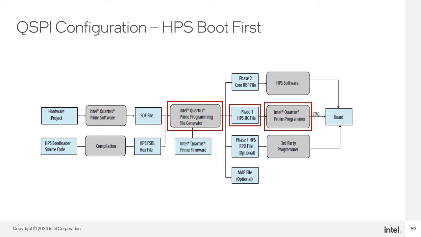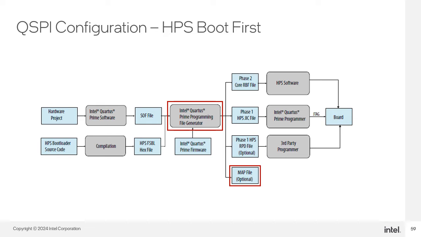Optional HPS raw programming data file. This file contains the small Phase 1 configuration bitstream in simple binary format. Can be written to flash with a third-party programmer such as U-Boot. Core RBF file. This contains the Phase 2 configuration bitstream to be used by HPS software to configure the FPGA fabric. Optional map file. This file describes the flash placement and usage in human-readable text format.